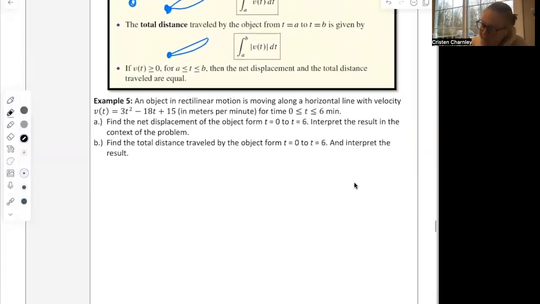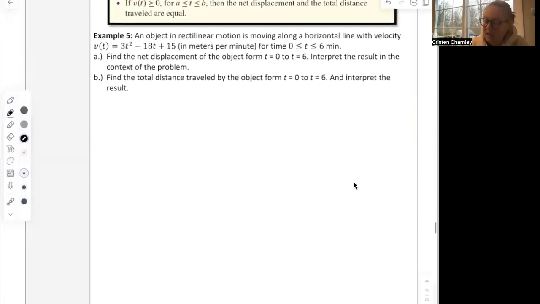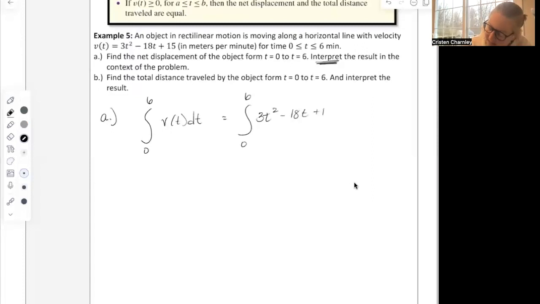An object in rectilinear motion is moving along a horizontal line with a velocity of 3t squared minus 18t plus 15 in meters per minute for a time between 0 and 6 minutes. Find the net displacement from 0 to 6 and interpret the results of the problem. I know that's your least favorite. So you're going to set up the integral between 0 and 6 of the velocity. So inside, I'm going to use 3t squared minus 18t plus 15.